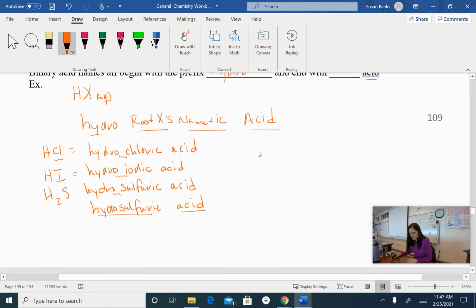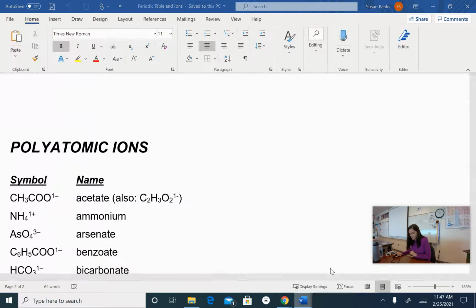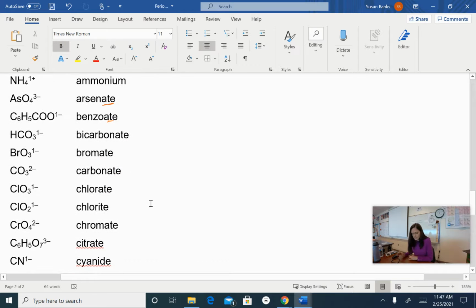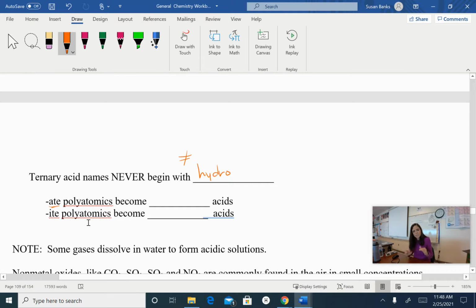So let's go to our ternary acids. Ternary acids never begin with the prefix hydro. Never, ever, ever. Do not use hydro, okay? We are going to look at the names of the polyatomics. So if you look at the polyatomics, you'll notice that some of them end in ate. So let's look at some of them. So I have acetate, arsenate, benzoate, bicarbonate. Some of them end in ite. So let's look at what the ates end up with. So ate, we're going to drop the ate.